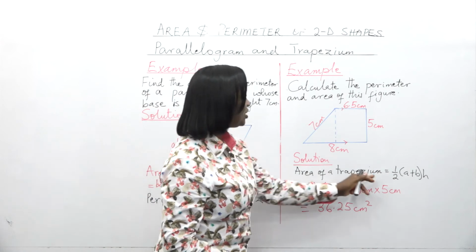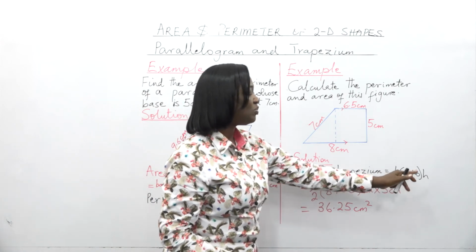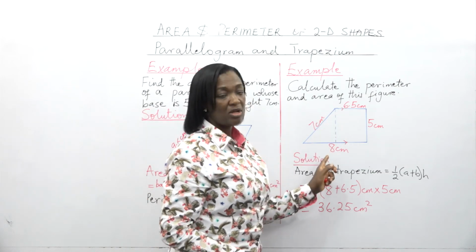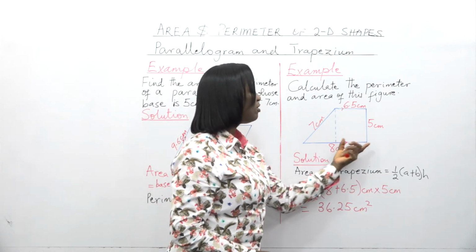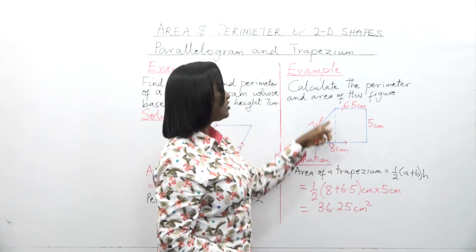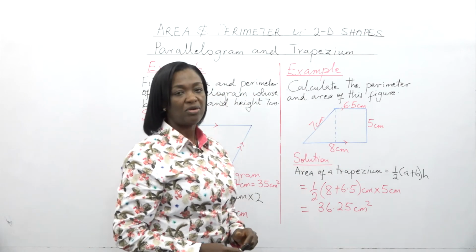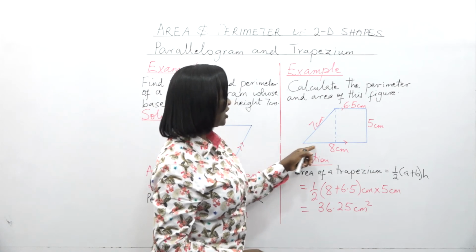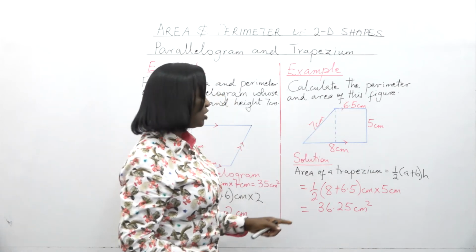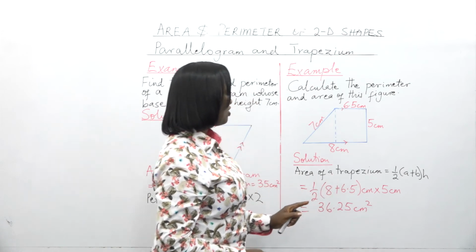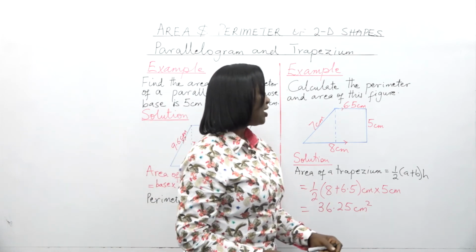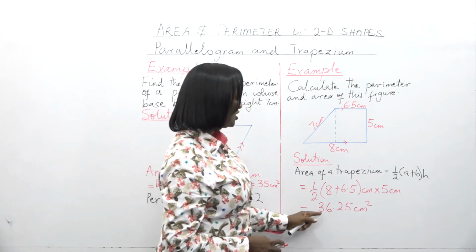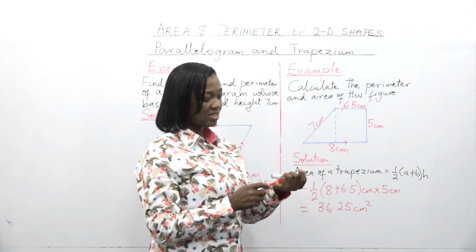The area of a trapezium is half into (A plus B) H, where A and B are the parallel sides. So half times the sum of the parallel sides times the height. So half into, the parallel sides are 8 centimeters and 6.5 centimeters. So you add them together and then multiply by 5 centimeters, which is the height. And you'll get 36.25 centimeters squared.